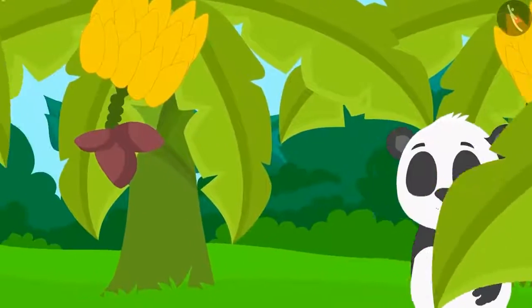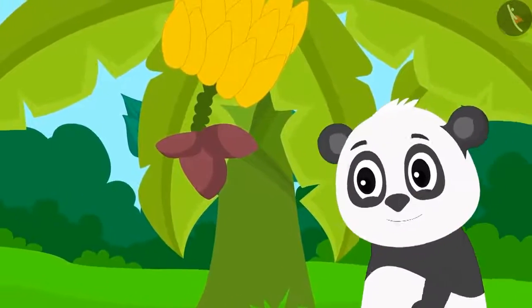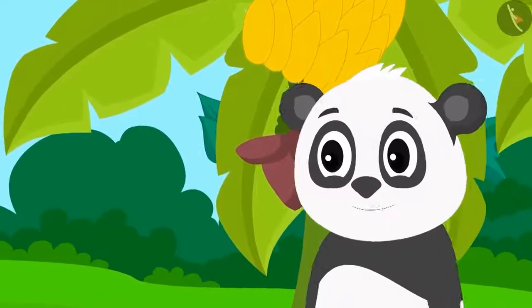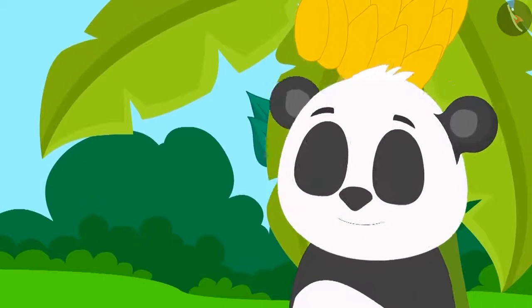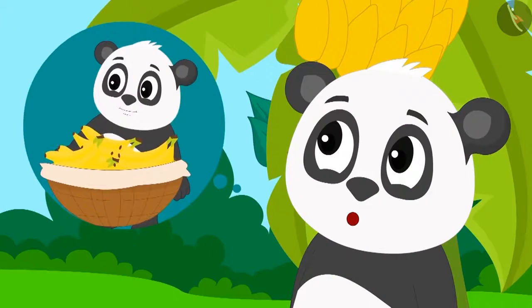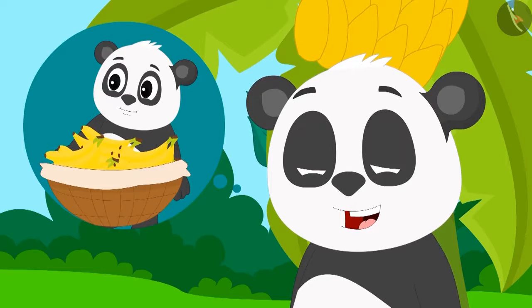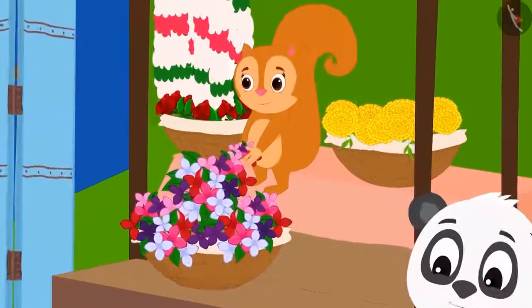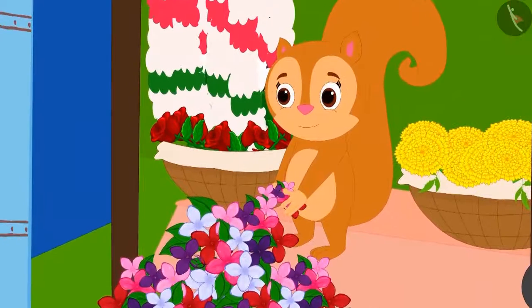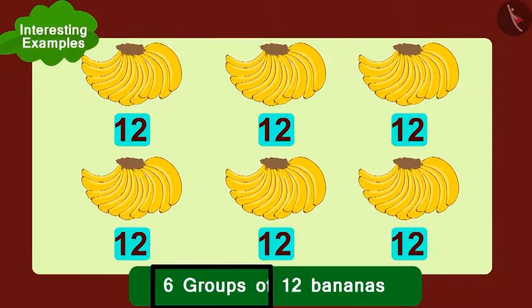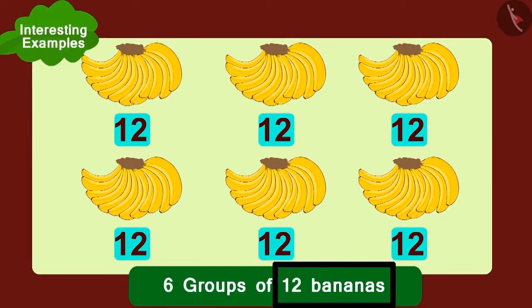Golu Panda's banana orchards reaped a good harvest this season. He thought that he could earn a lot of money by selling these bananas in the market. At the same time, Chanda Squirrel too had set up her flower stall. Golu had arranged 6 groups of 12 bananas each in this way.